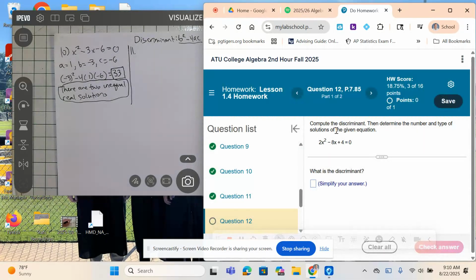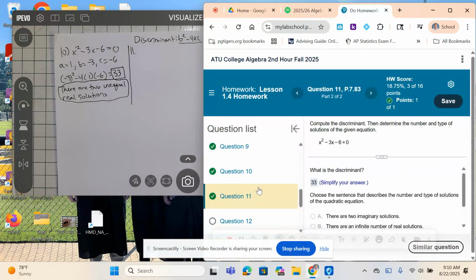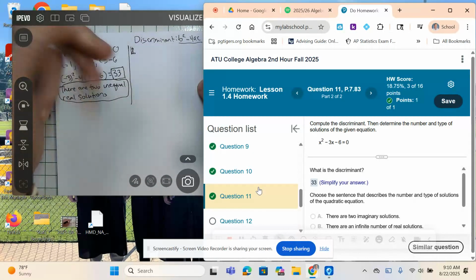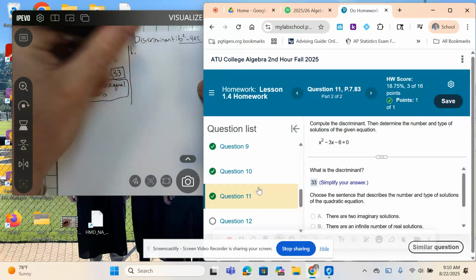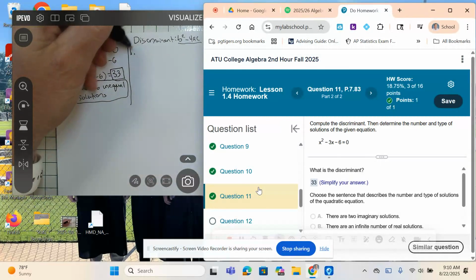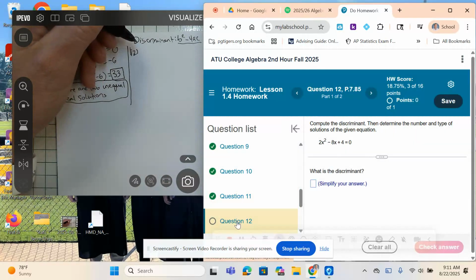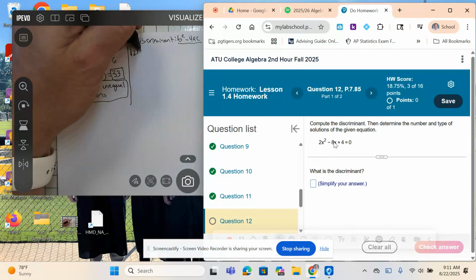All right, 11 compute, or is this 12? Am I off on my numbers? Dadgummit. This is number 11. We're on number 12, so the same thing. I can't count on my numbers. So 12. Well, yeah, I was off on my numbers. I just did 11.